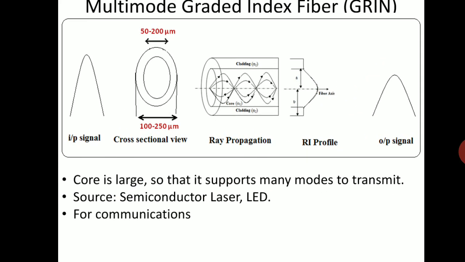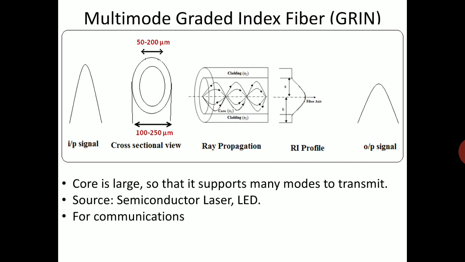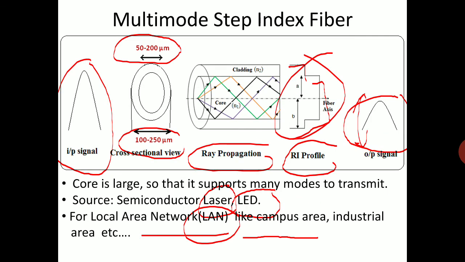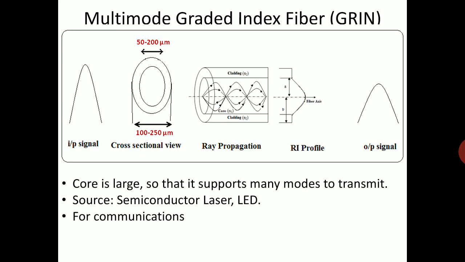So altogether there are three types of optical fibers. First one is single mode step index fiber, only one mode exists. Next one is multi-mode step index fiber, and the third one is multi-mode graded index fiber.